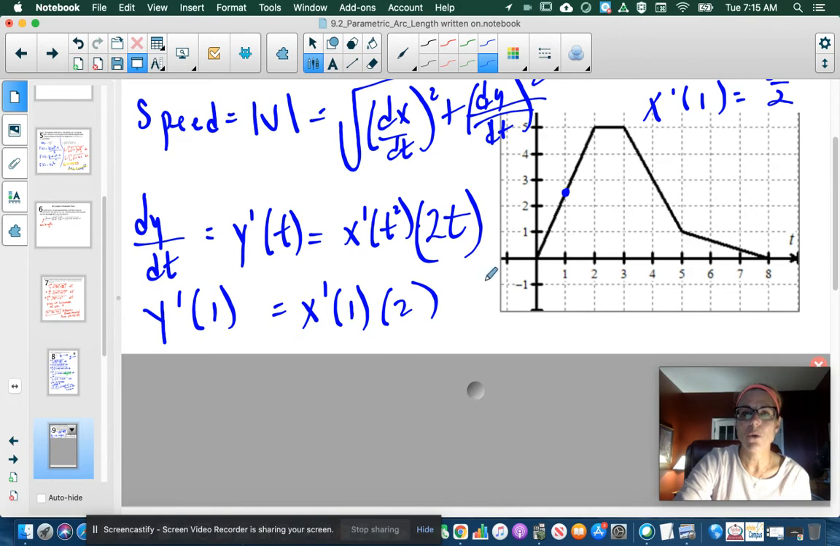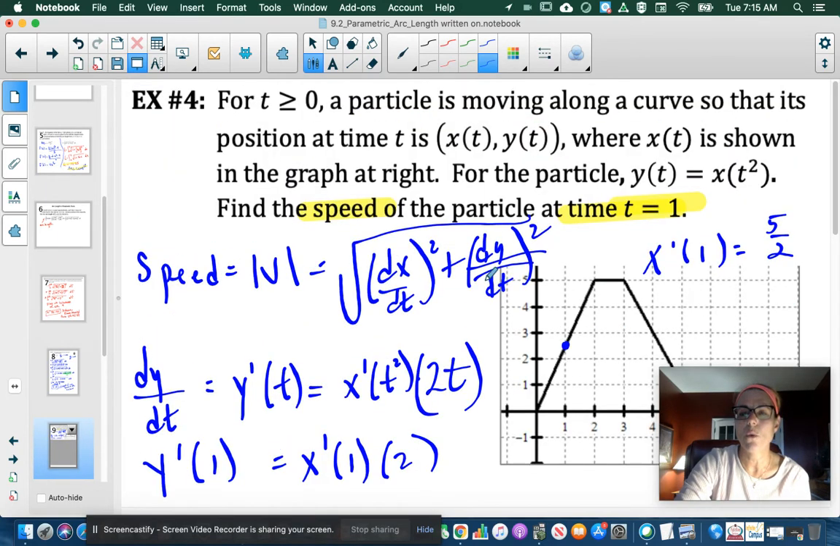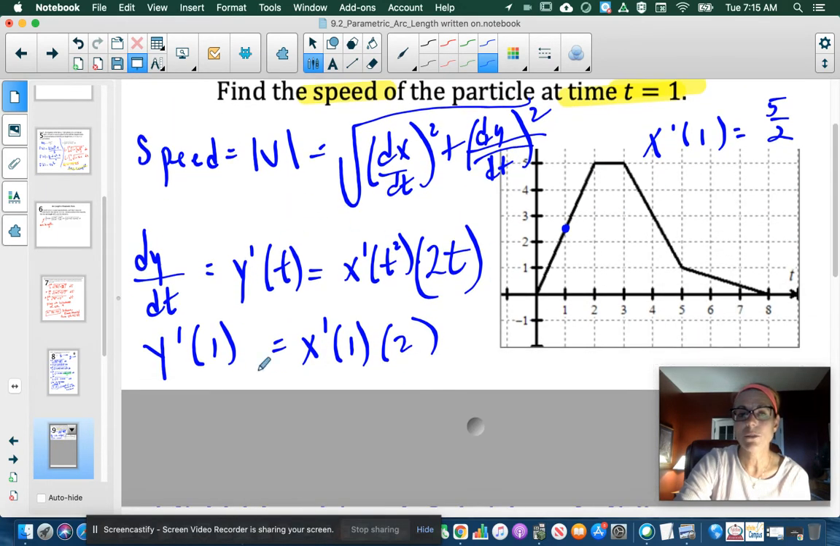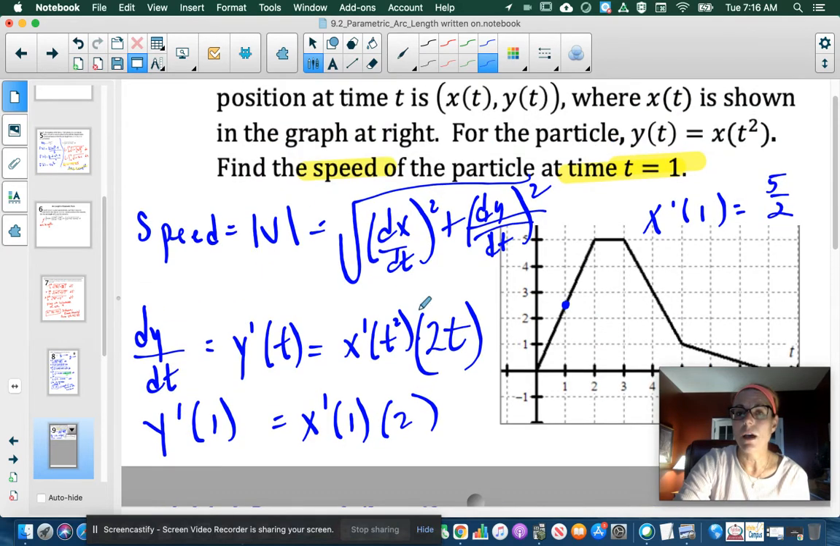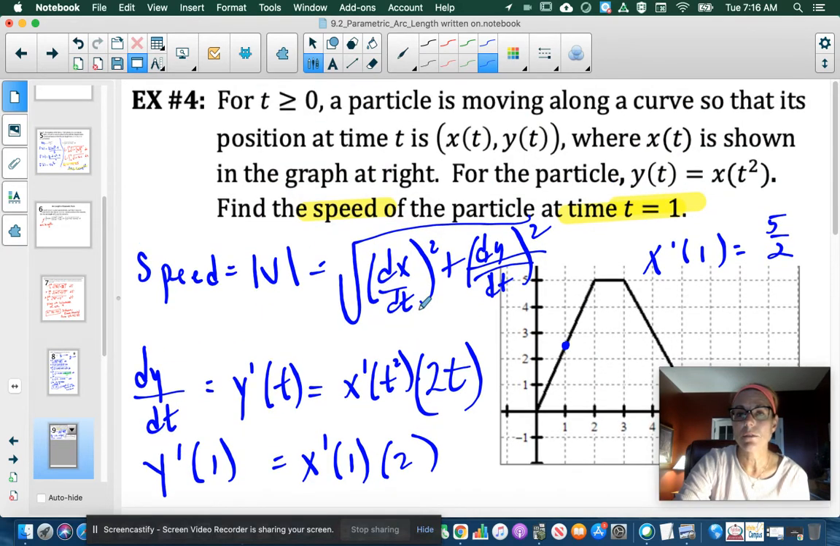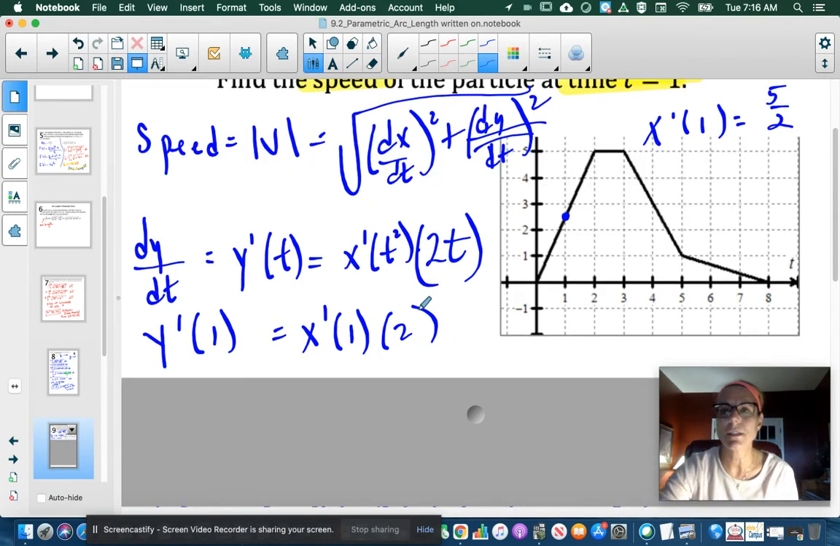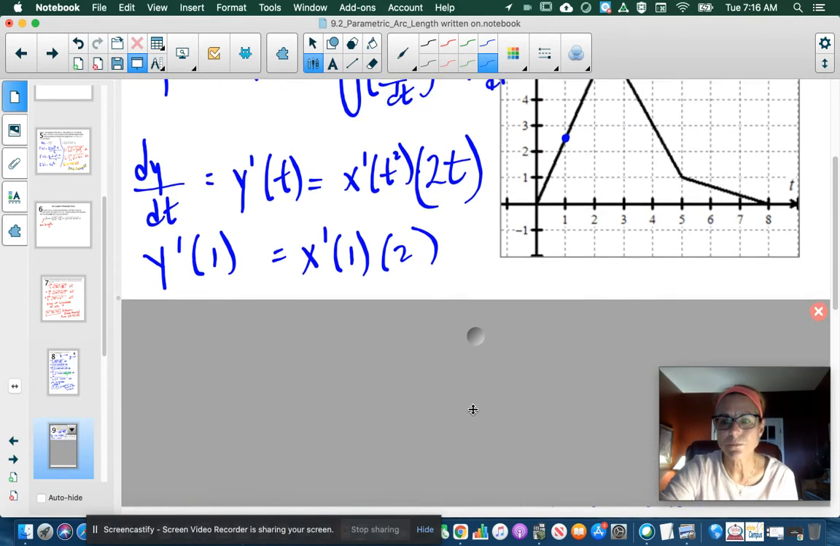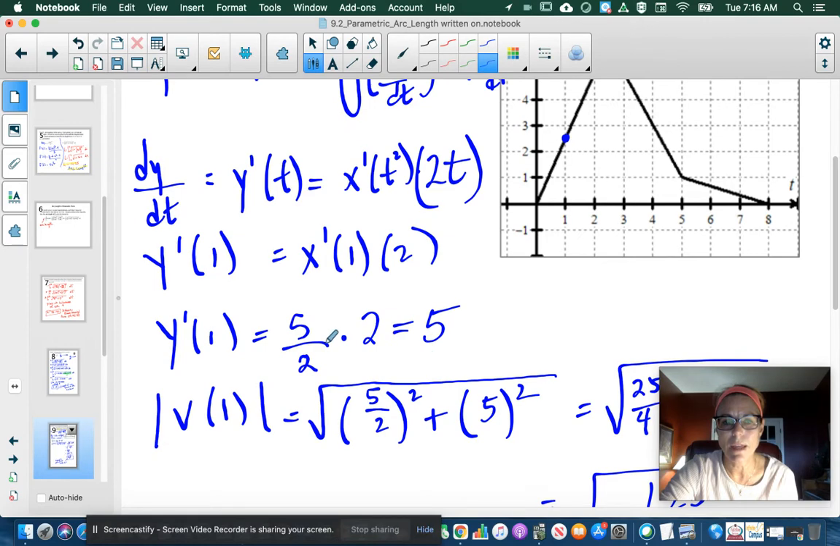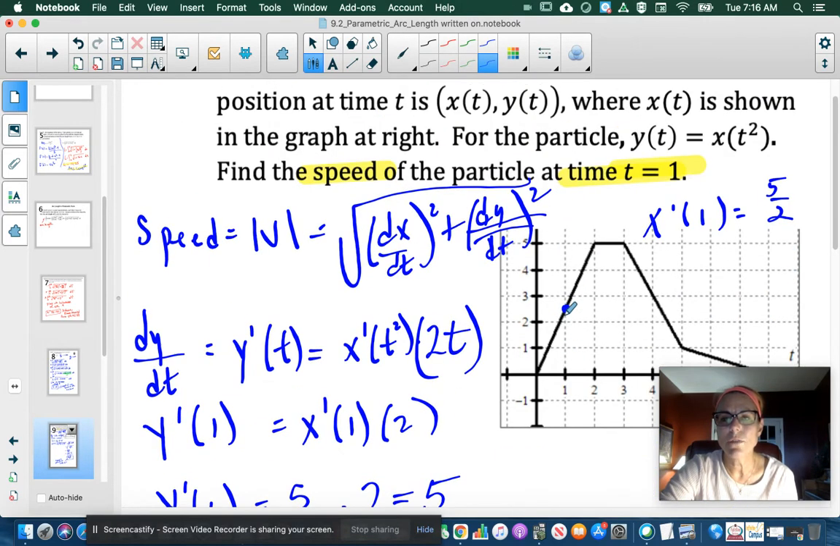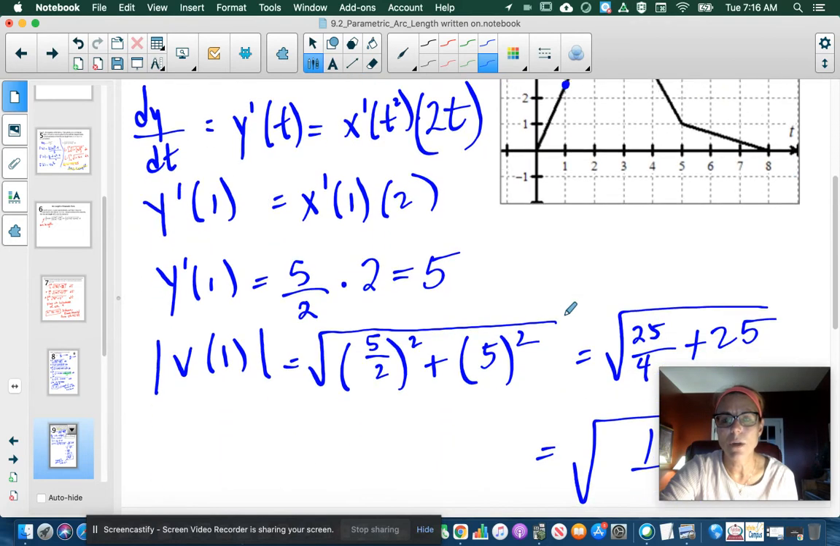I now know that I need to find the derivative when t is 1. So I plug 1 in. 2 times 1 is 2. And I know that the derivative, or x prime of 1, I should say, is 5 over 2. And I plug that in. So now I know x prime of 1 is 5 over 2, y prime of 1 is 5.